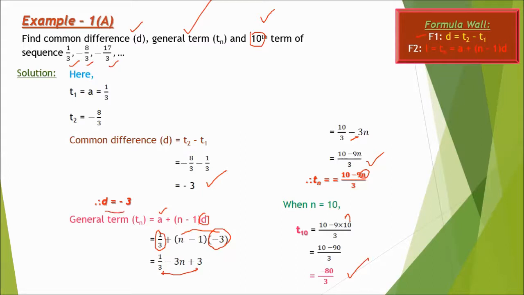d is equal to minus 3, Tn is equal to this. This is a very general question. Now let's move to another topic.